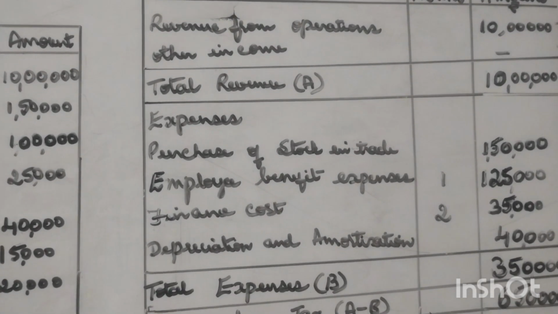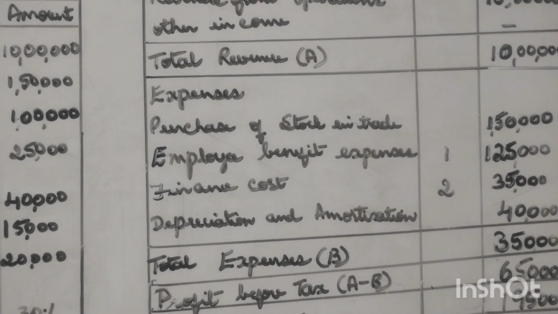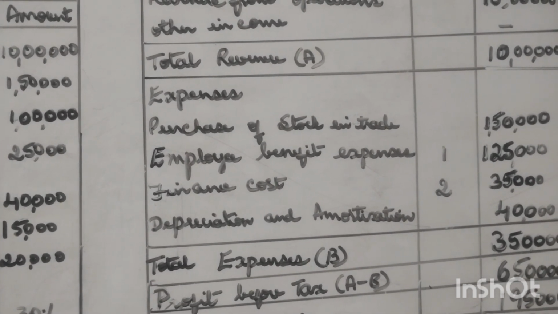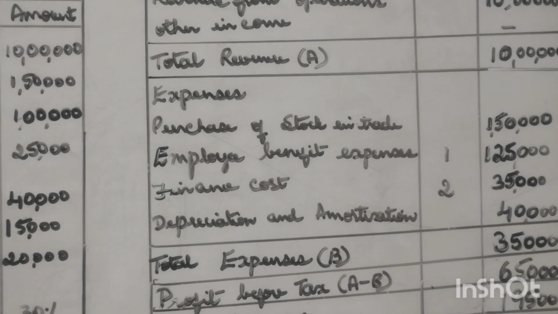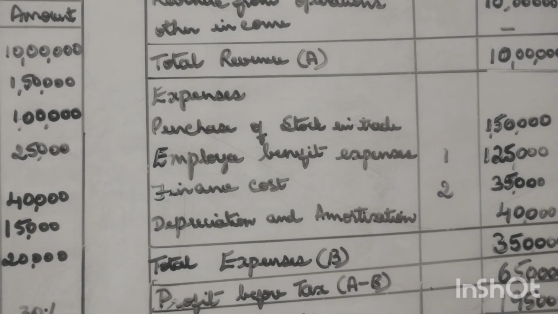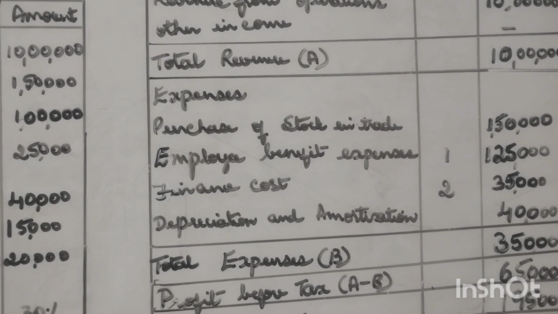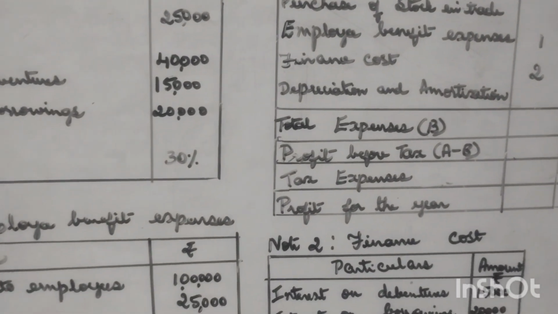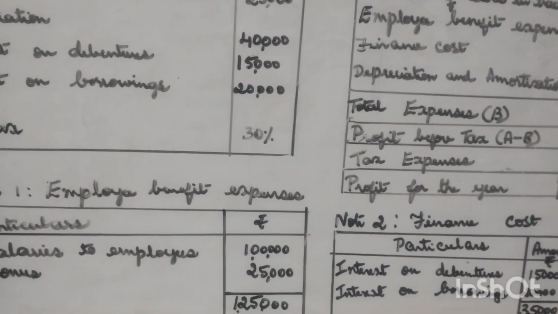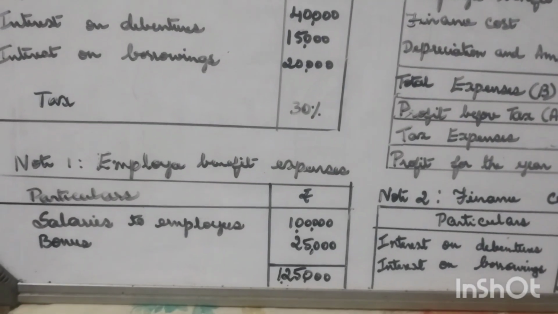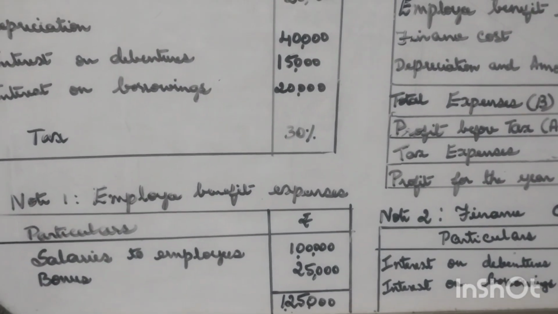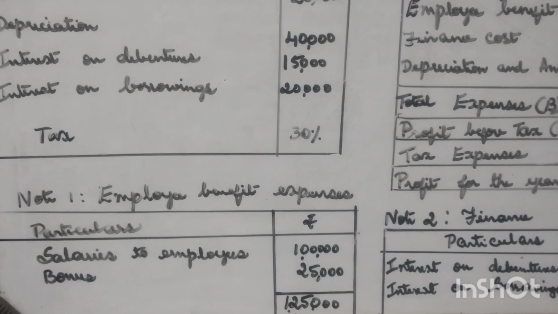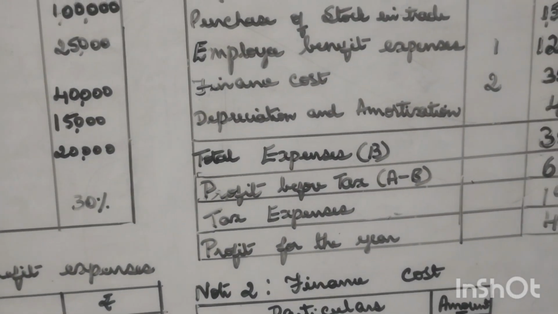Next, expenses. Purchase of stock in trade is given as 1,50,000. Employee benefit expense: in this question salaries to employees as well as bonus are given. So we need to make explanatory notes. Note 1, employee benefit expense: salaries to employees 1 lakh, bonus 25,000, so 1,25,000, that is note 1.